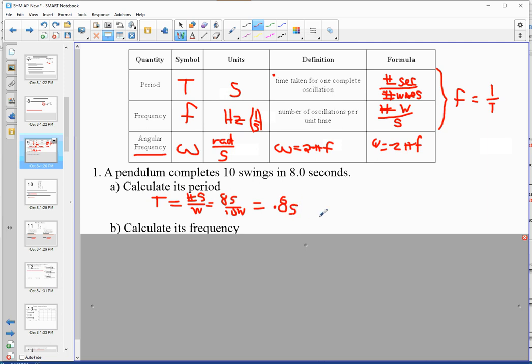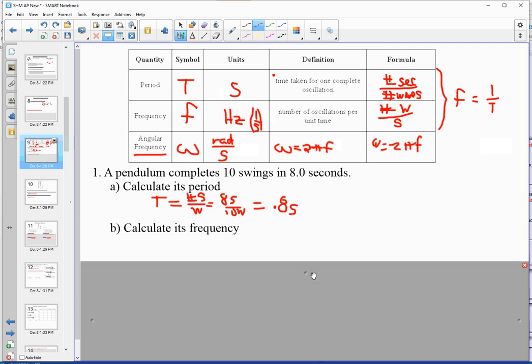Yes, I know this is a review. I hope you're horribly bored right now. That would be a good sign. And to find frequency, we could easily do the number of waves per second, or we could just invert this number. So the frequency will be 1 over the period, which will be 1 over the 0.8 seconds. And when you do that, you should get 1.25 hertz.